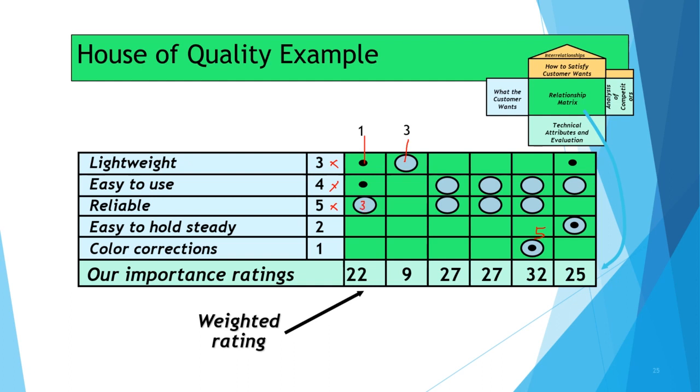So how much did we get? 15 plus 4, 19 plus 3, 22. Here 3 into 3, that is 9. Here 4 into 3, 12, plus 5 into 3, 15. 12 plus 15, 27, etc.